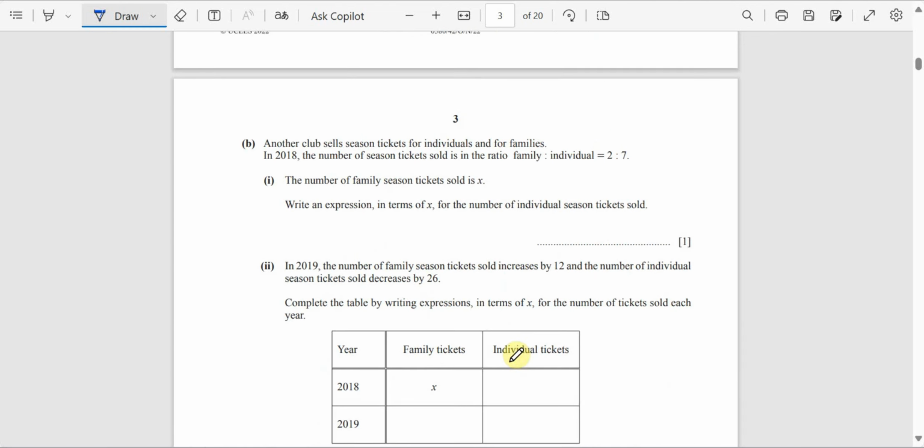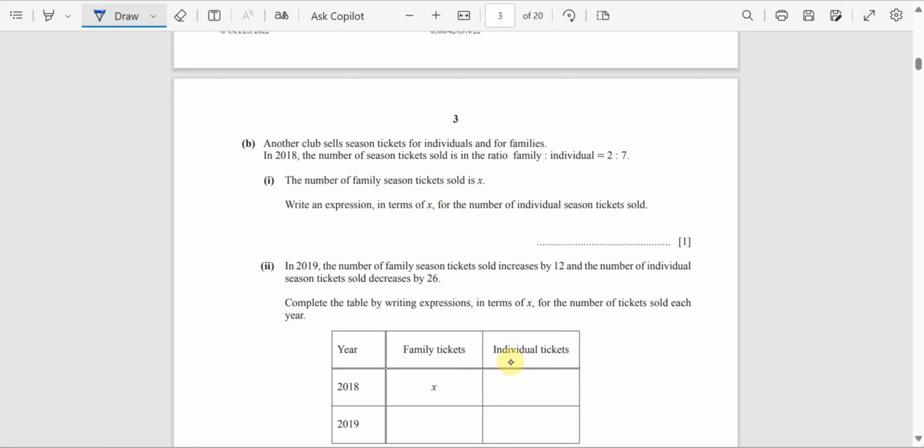Let's move to the next question. Another club sells season tickets for individuals and for families. In 2018, the number of season tickets sold is in the ratio family to individual equals 2 to 7. Part i. The number of family season tickets sold is x. Write an expression in terms of x for the number of individual season tickets sold.